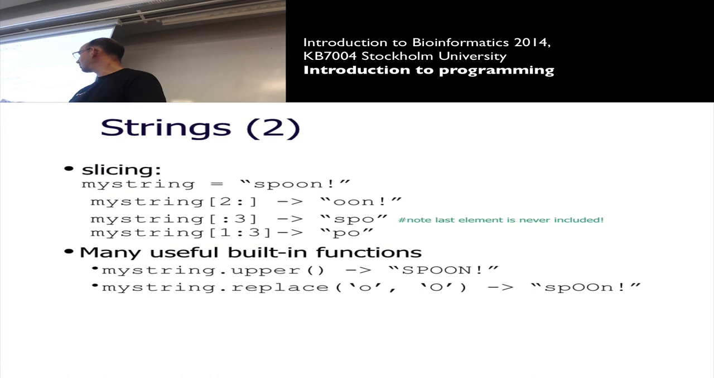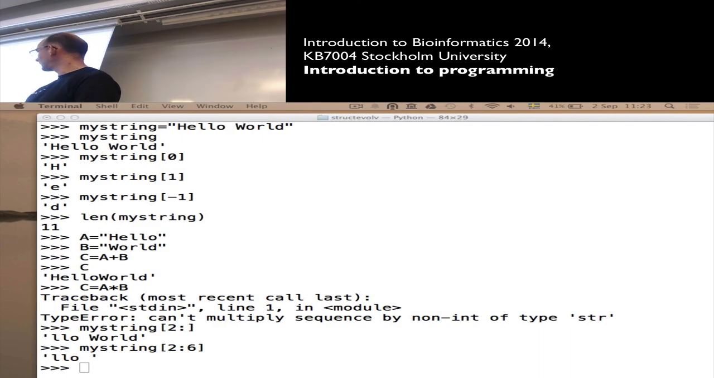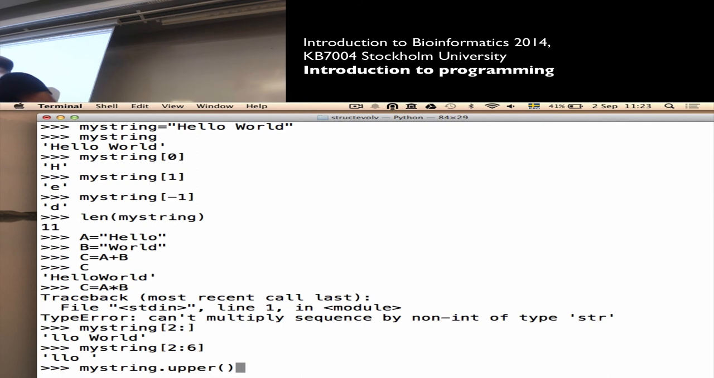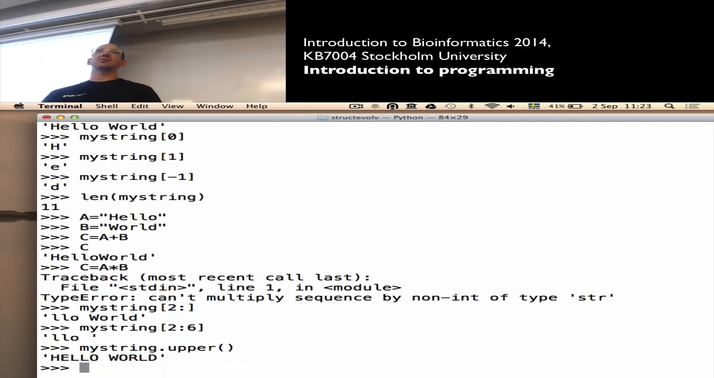I can replace O with an O, so I'm going to spoon like that. Now I start looking at object-oriented things. This is upper, so my string is an object. I can use a method that works on this object, it's called upper in this case, and it makes an uppercase version of it.